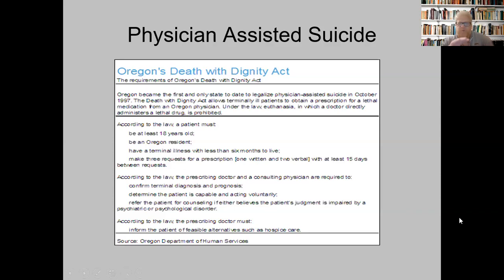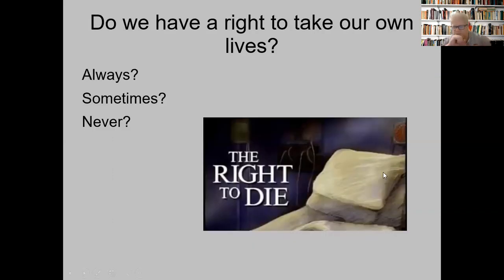So I'm going to stick with this assisted suicide model as the most common model in the world and the most defensible. Whether you agree with it or not, it has the strongest case for it. So we'll stick with that, and we'll look at the arguments here. So the question is, do we have a right to take our own lives? And you can have 3 positions, right? Always, sometimes, or never.